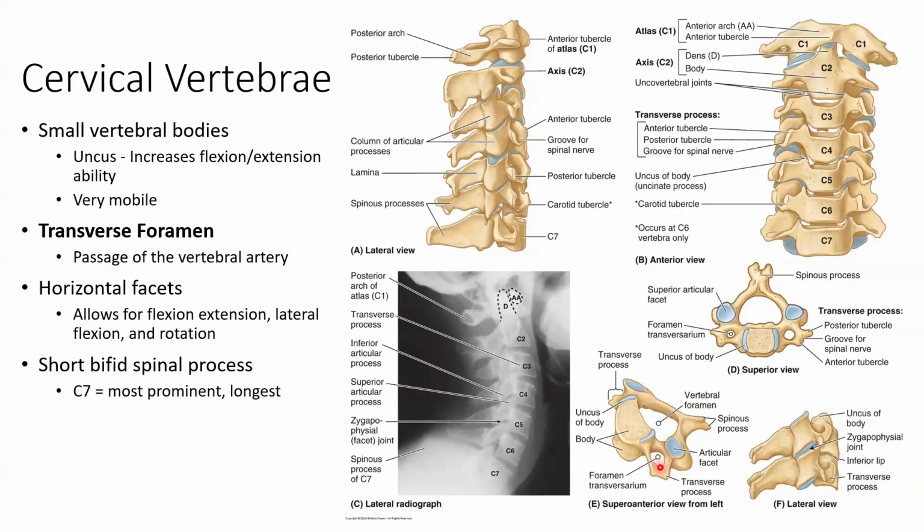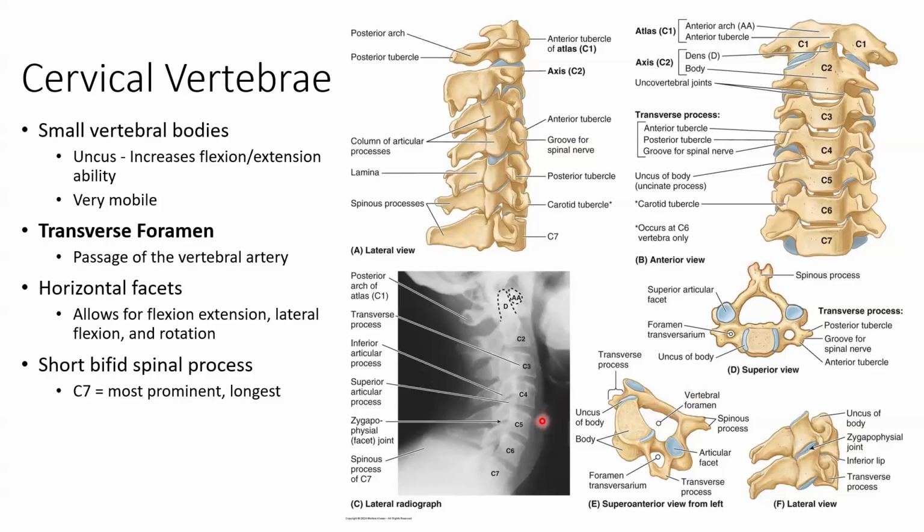Again, I mentioned the transverse foramen. Foramen meaning hole, transverse in reference to the transverse process. So these are holes in the transverse process that are going to be the passage for the vertebral artery, which supplies blood to the brain. So transverse foramen, allowing for passage of the vertebral artery, unique and only found in the cervical vertebrae. And then short bifid spinous processes. So shorter in length and having a little fork, like a forked tongue, almost like a snake.